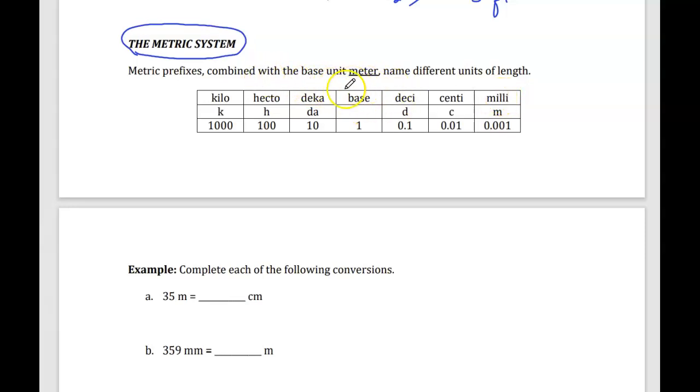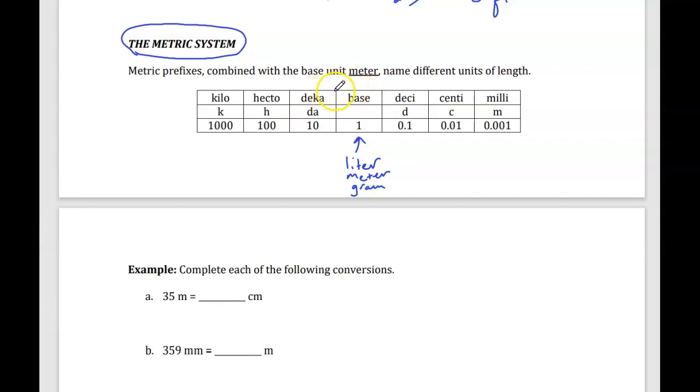Now, your base right here, that is going to be where your liter, meter, gram is going to go. So I can always put right here your liter, meter, and gram. That's your base. So each one of these basically is a jump of 10. Okay?